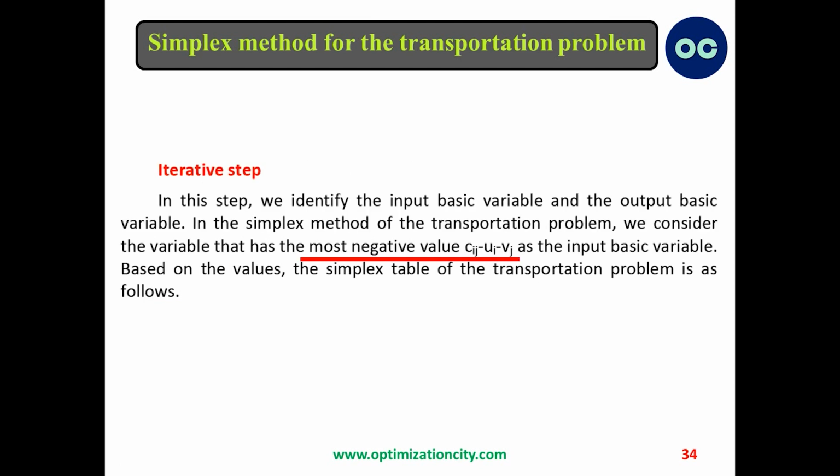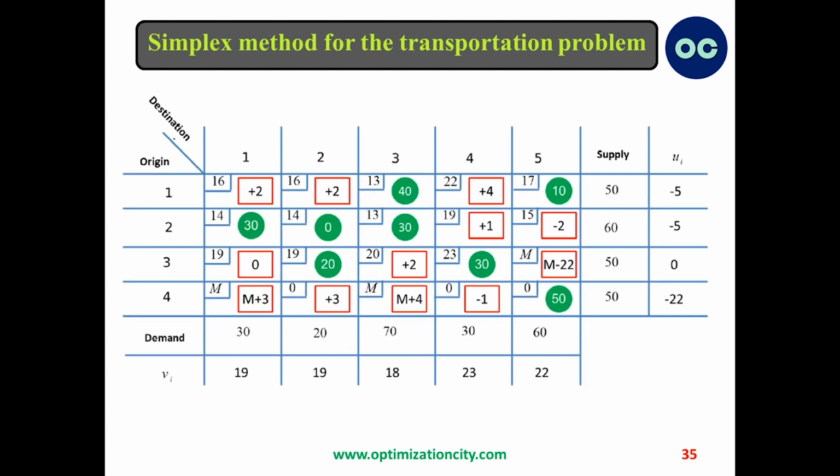During the reduce step, we determine the input basic variable and the output basic variable. In the Simplex method for the transportation problem, we choose the variable with the smallest negative value of Cij minus Ui minus Vj as the input basic variable. Taking this into account in the Simplex table as follows. So the red box is the reduced cost for the non-basic variables. If all values are non-negative, the optimal solution is found.